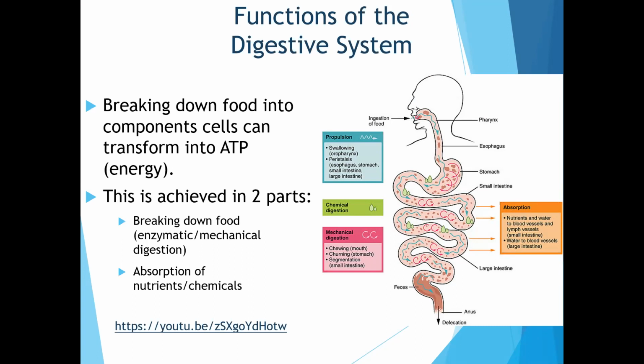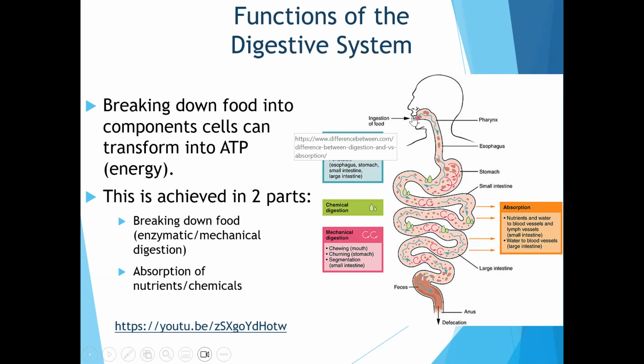So there's kind of two parts to this process: the actual breaking down of food that occurs with enzymes, as well as mechanical digestion. So we'll talk about it as chemical and mechanical breakdown. We'll get into that a little bit further in the chapter. And then we obviously need to absorb those nutrients and chemicals, and we'll talk about how we do that as well. So this is a bit of an overview of the digestive system.